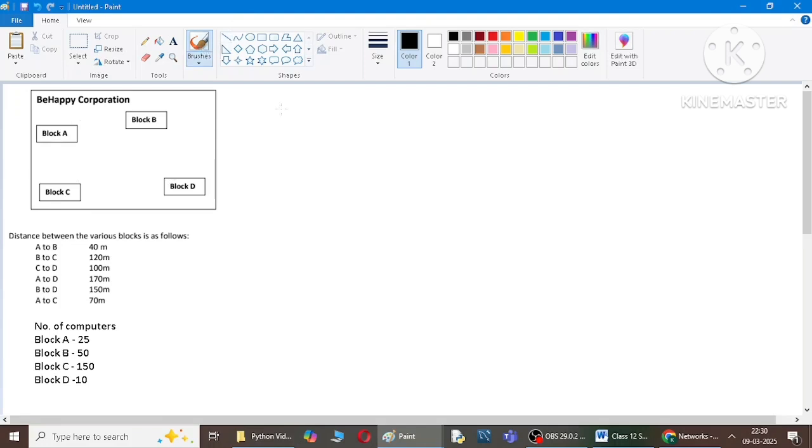First we will draw the star topology. What is star topology? The server block, that is block C, which has the maximum number of computers, should be kept in between, and block A, block B, block D around it. This is star topology. What is the distance between A and C? It is 70. B to C is 120. This is D, right? C to D is 100. Now count the amount of cable which you will require. 100, 120, this is 190, 290 meters of cable you will require to connect the blocks.